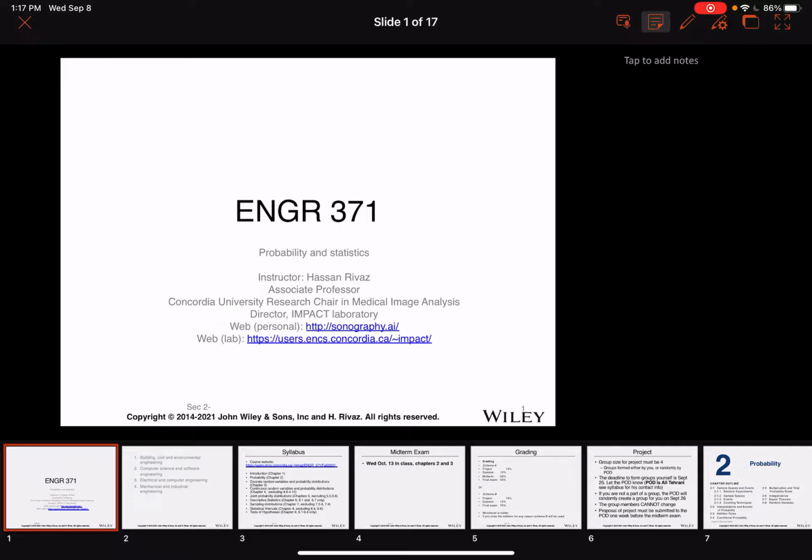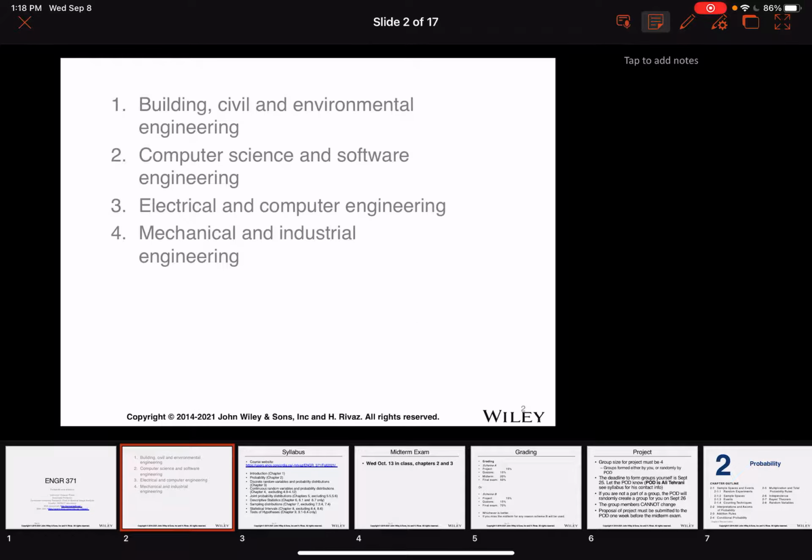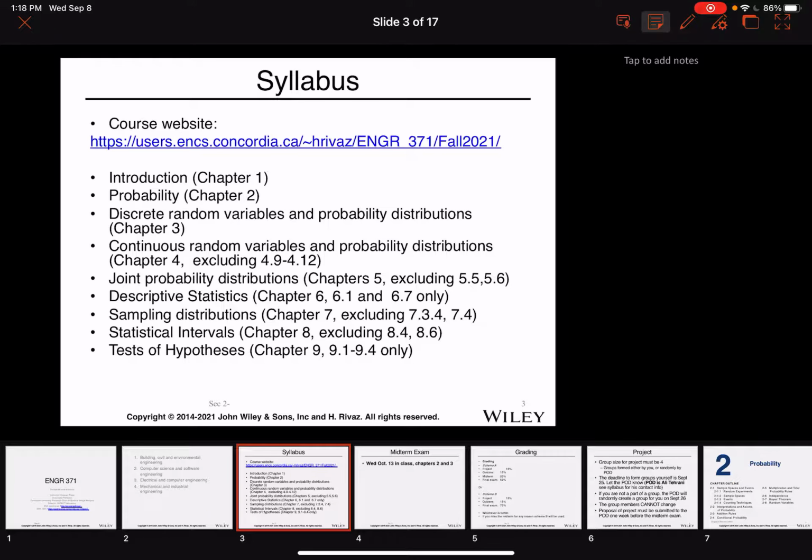There are a lot of different people from different departments in this class, from building, civil, and environmental engineering to computer science, ECE, and mechanical engineering. So the course website is online. This is the link to the course website.